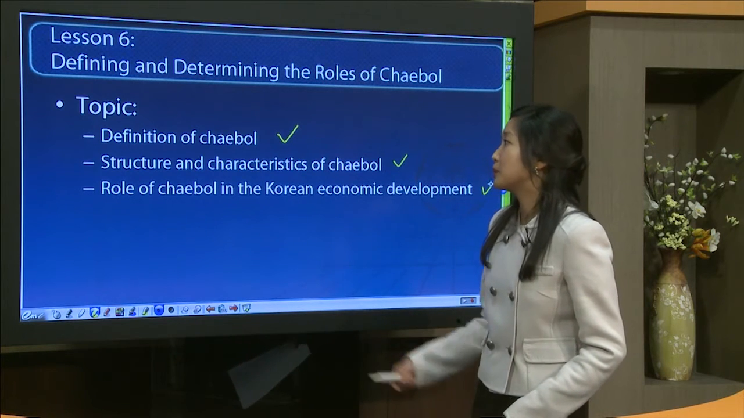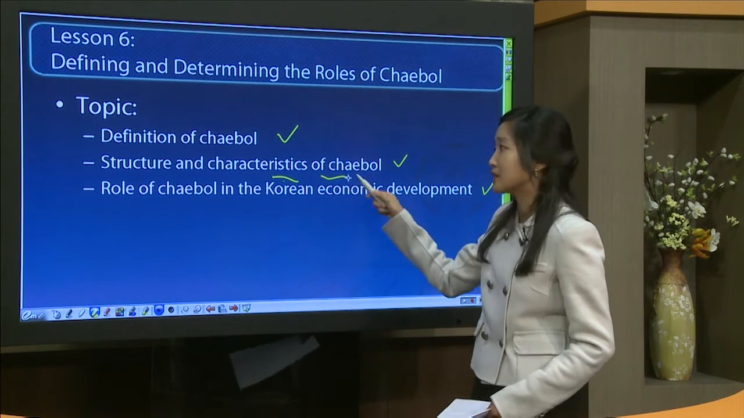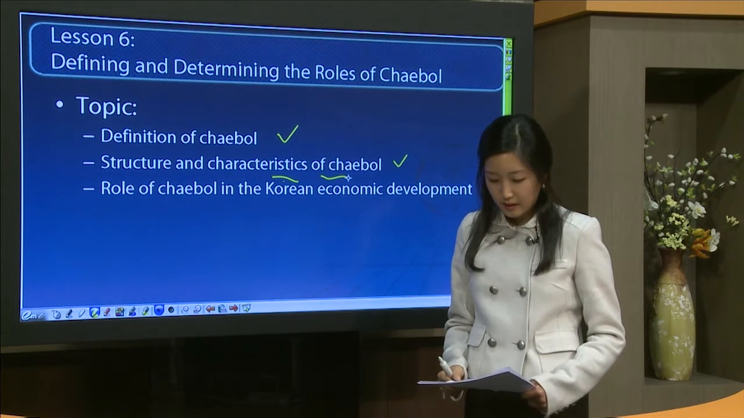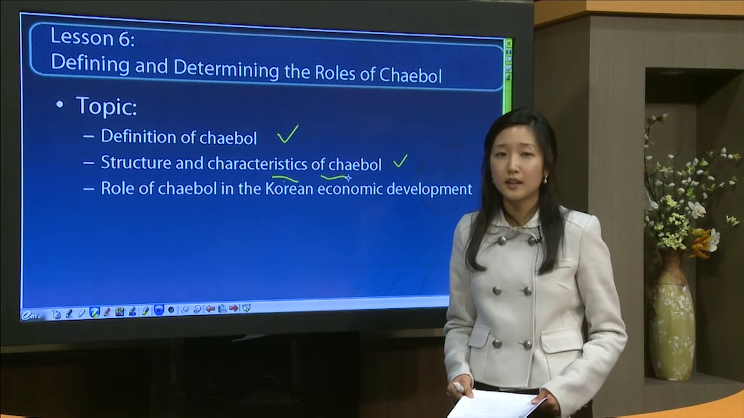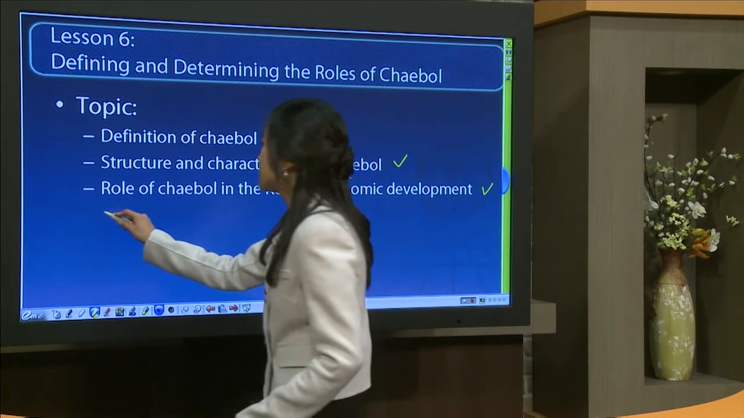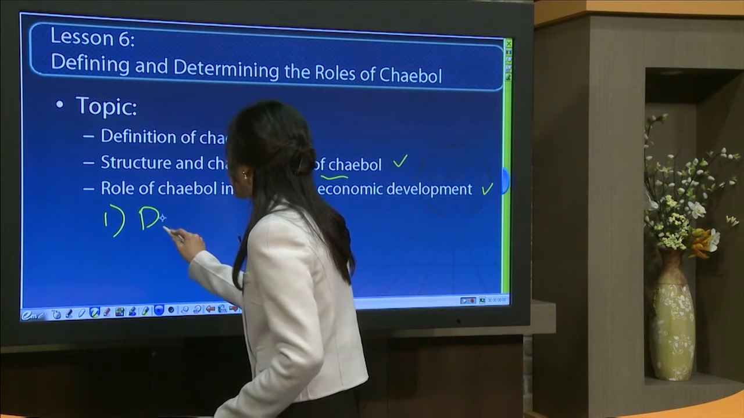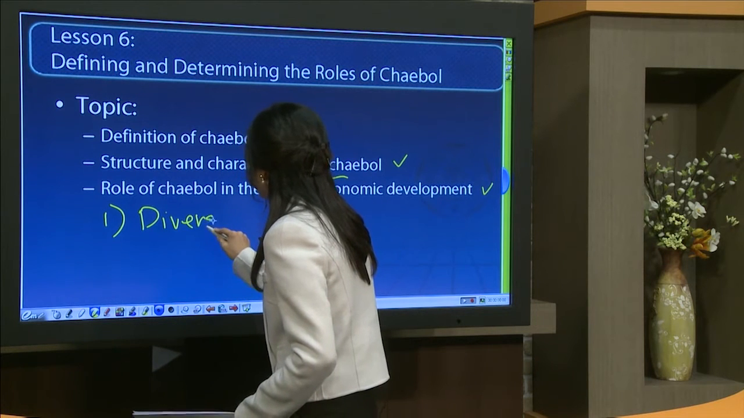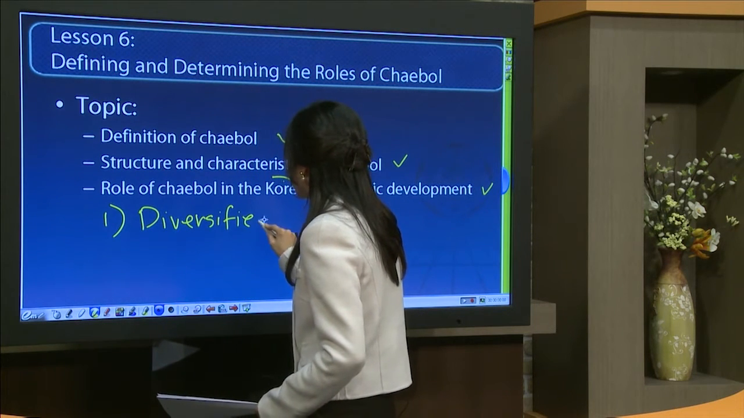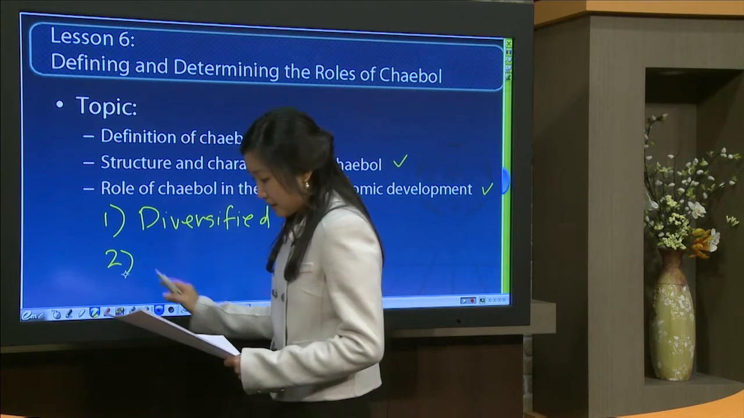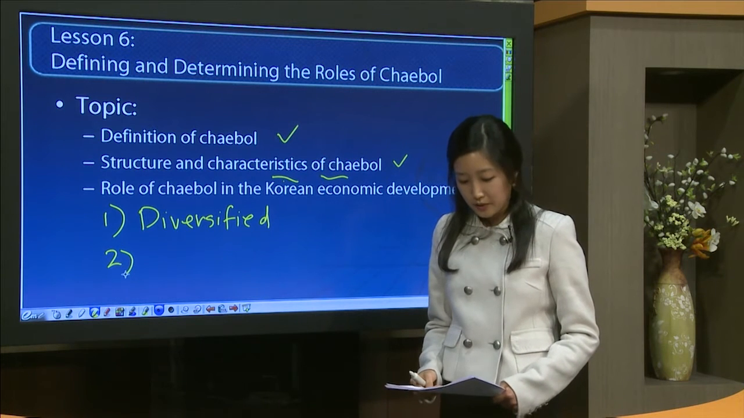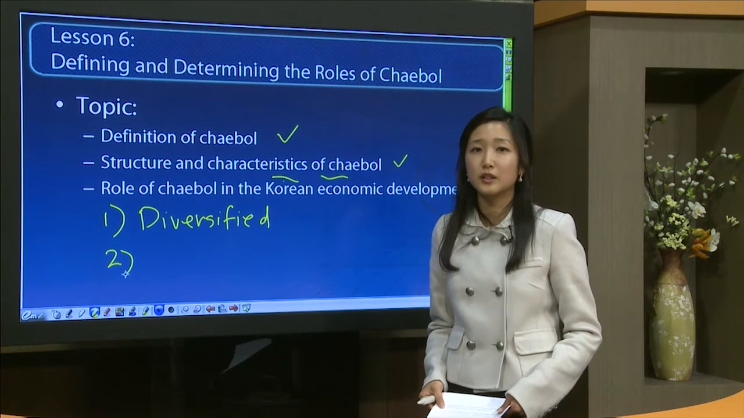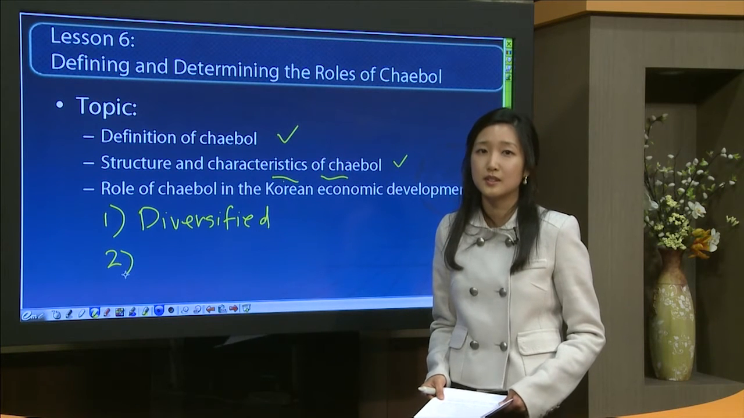After defining the chaebol, we proceed to look at the structure and characteristics. Although the lecture notes cover all the structures and characteristics in detail, I will highlight five main traits associated with chaebols. First, chaebols have a highly diversified business operation structure. It is common for chaebols to engage in multiple operations and engage in different industries such as automobile, consumer electronics, insurance, financial services, and even construction.